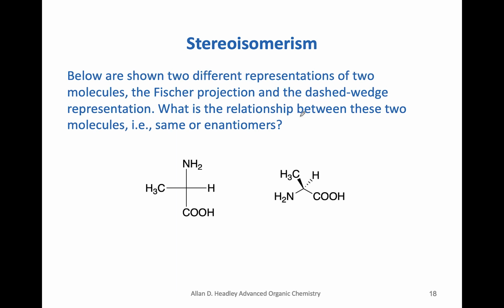Let us look here at another way of writing this. Here we have two representations. This is the Fischer and this is the dashed wedge. They are molecules that have the same groups bonded to this carbon: an ethyl, hydrogen, carboxylic acid, and amine, and a methyl right here, pardon me, and a methyl, amine, carboxylic acid, and hydrogen. So they have the same groups bonded to this carbon, but now it's represented in the Fischer and the dashed wedge.